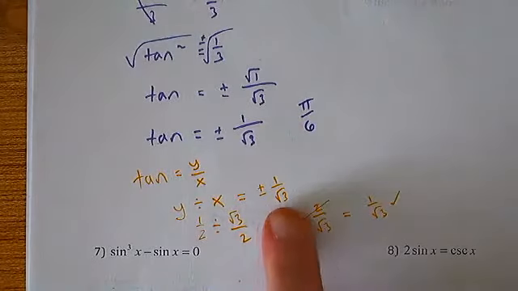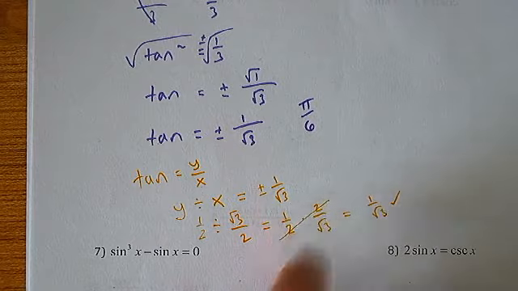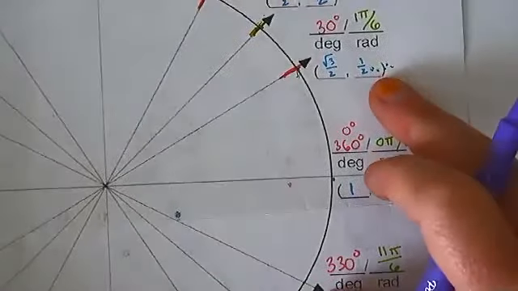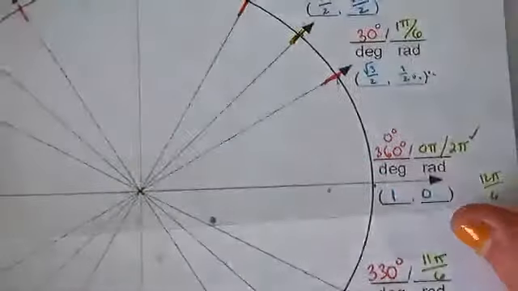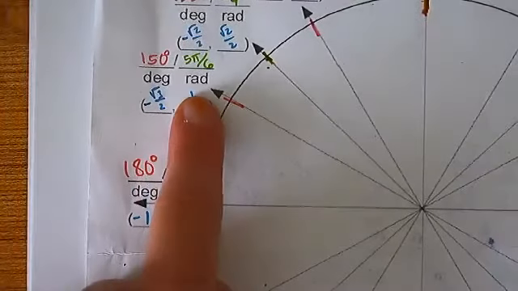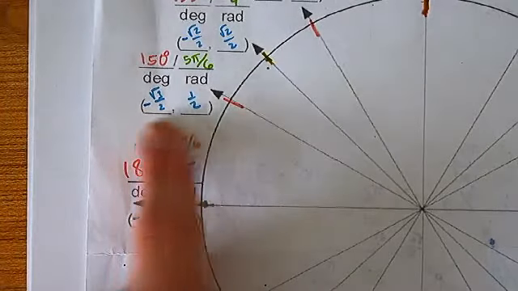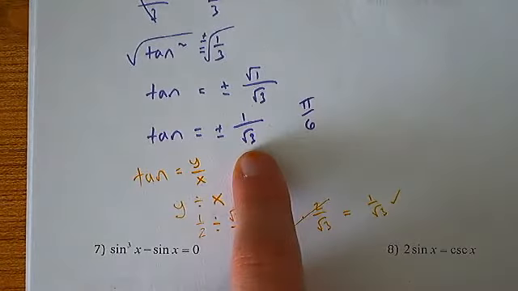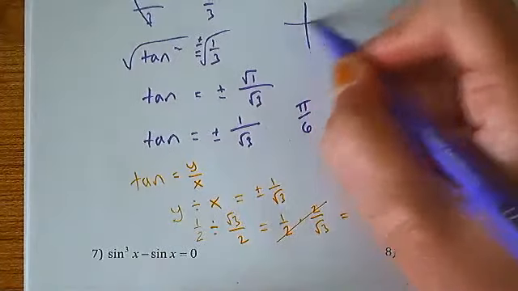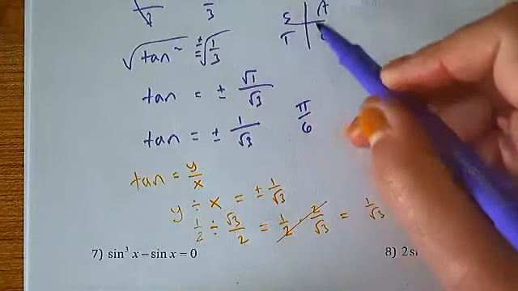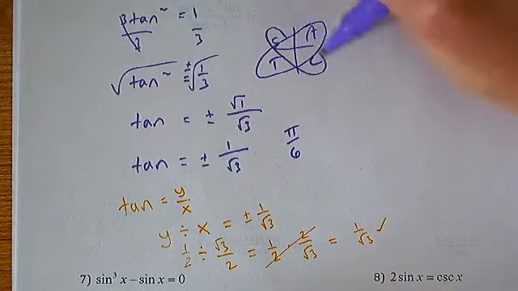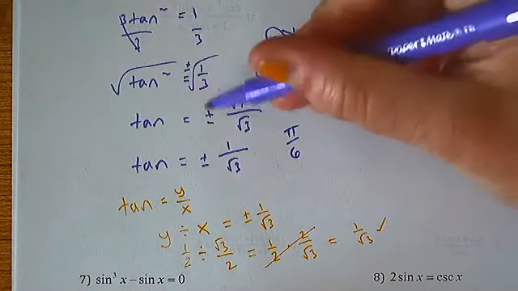Now, I have a positive and a negative 1 over root 3. So if one of my answers is pi over 6, what do you think another answer would be? 5 pi over 6. Because if I divide these, I'm going to get negative 1 over root 3, and that's okay because I want a positive and a negative. So again, referring to all students take calculus, tangent will be positive in these two, and tangent will be negative in those two, and I want them to be positive and negative.